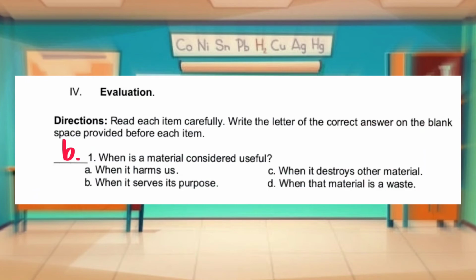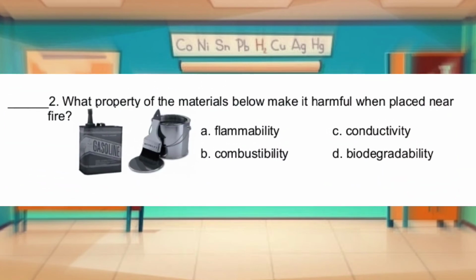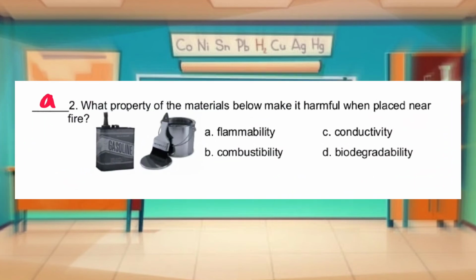Number 2. What property of the materials below make it harmful when placed near fire? Letter A, flammability. Letter B, combustibility. Letter C, conductivity. Or D, biodegradability. If you answered letter A, well done! You've got it correctly.